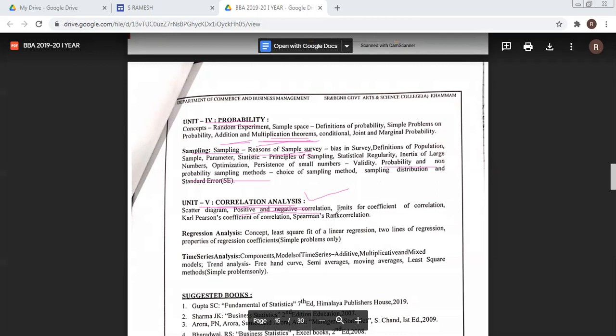What are the limitations of coefficient of correlation? Explain about Karl Pearson's coefficient of correlation and explain about Spearman's rank correlation.